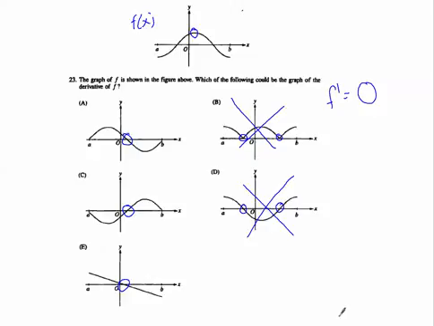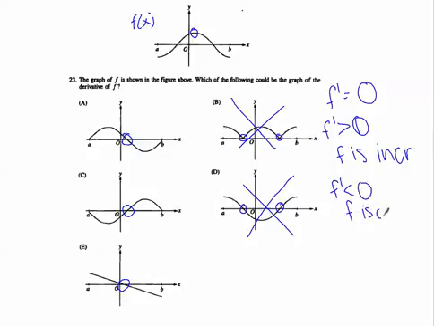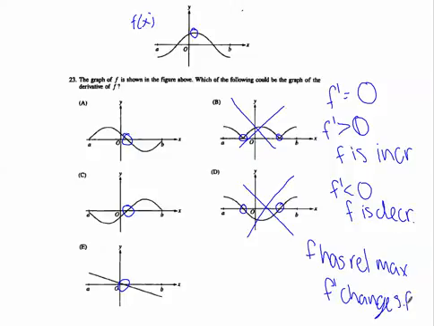Next, we know that when f prime is positive, f is increasing, and when f prime is negative, f is decreasing. We also know that f has a relative max when f prime changes from positive to negative.